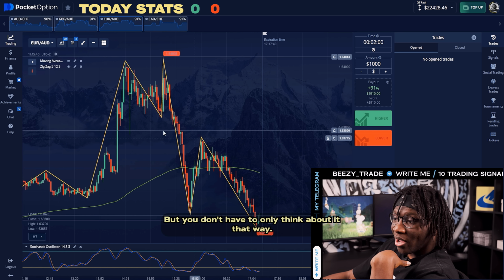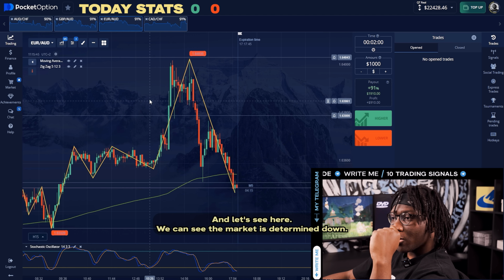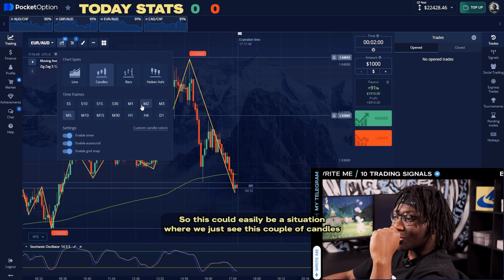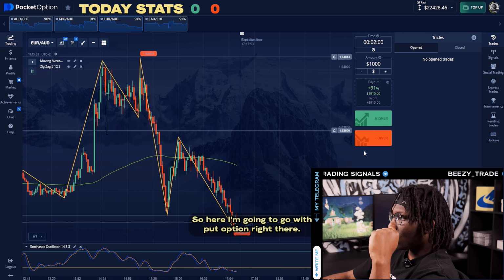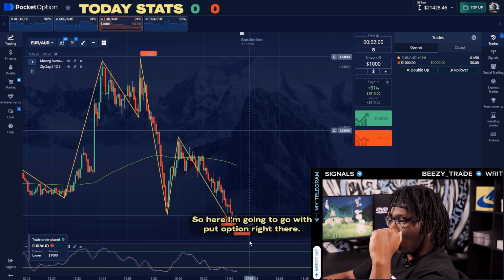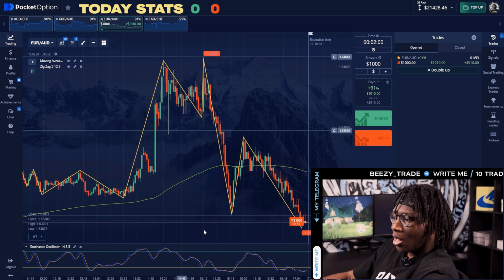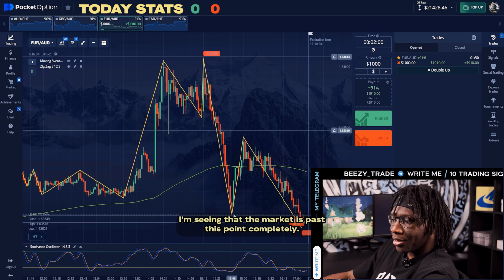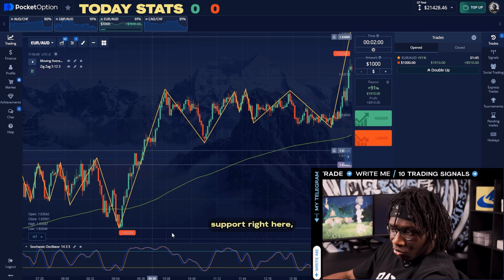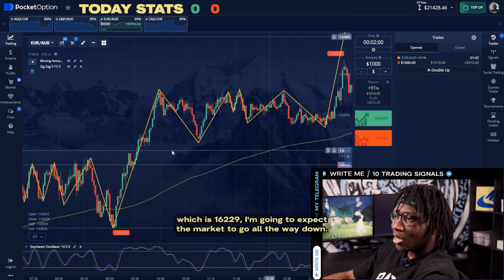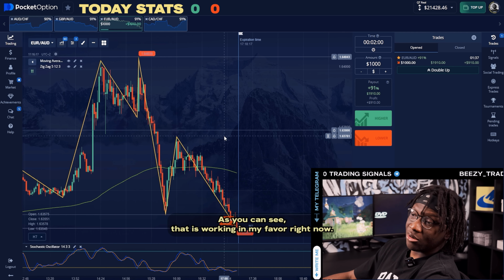But we don't have to only think about it that way. Let's go to our M5 and let's see. Here we can see the market is diving downwards. So this could easily be a situation where we just see this couple of candles and then the market continues to dive down. So here I'm gonna go with a put option right there, only because I'm seeing that the market is past this point completely, and if I'm expecting the market to touch support right here, which is 163.29, I'm gonna expect the market to go all the way down. As you can see, that is working in my favor right now.